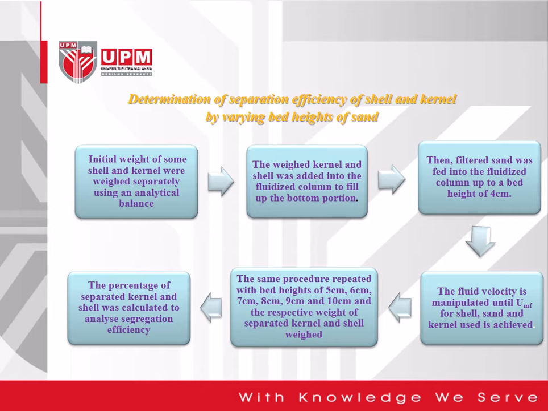Then we add the filter sand into the fluidized column to a bed height of 4 cm. Then the fluid velocity is manipulated until we achieve the UMF of shell, sand and kernel. The same procedure is repeated with bed heights of 5 cm, 6 cm, 7 cm, 8 cm, 9 cm and finally 10 cm. The respective weights of separated kernel and shell are recorded. Then the data obtained is converted into the percentage of separated kernel and shell to analyze the segregation efficiency.